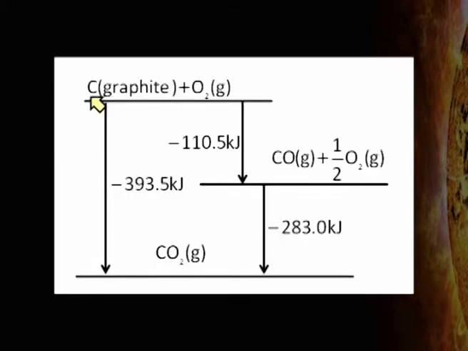This example you can see graphically also. When carbon in graphite form plus oxygen gives you carbon monoxide, delta H is minus 110.5 kilojoules, and when carbon monoxide further reacts with oxygen to give carbon dioxide, delta H is minus 283.0 kilojoules. But if carbon and oxygen react directly to give carbon dioxide, then delta H is minus 393.5 kilojoules. Hence, Hess's law is verified.